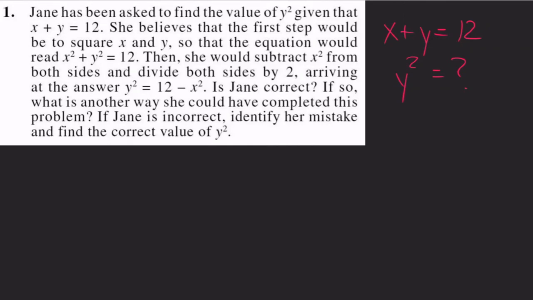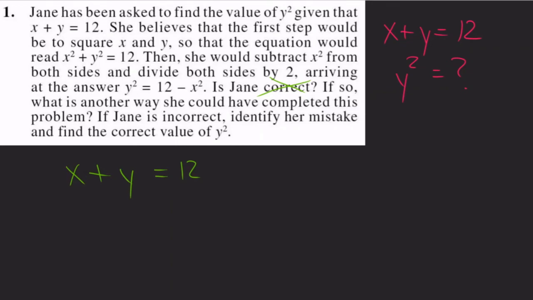So right away, Jane is incorrect. You cannot say x plus y equals 12 and just come along and square both terms on one side and call it good. That's not how it works. You can't just apply exponents to one part of a side of an equation. If you were going to square something, you would need to square the entire side of the equation. But that also is not even what we should do first.